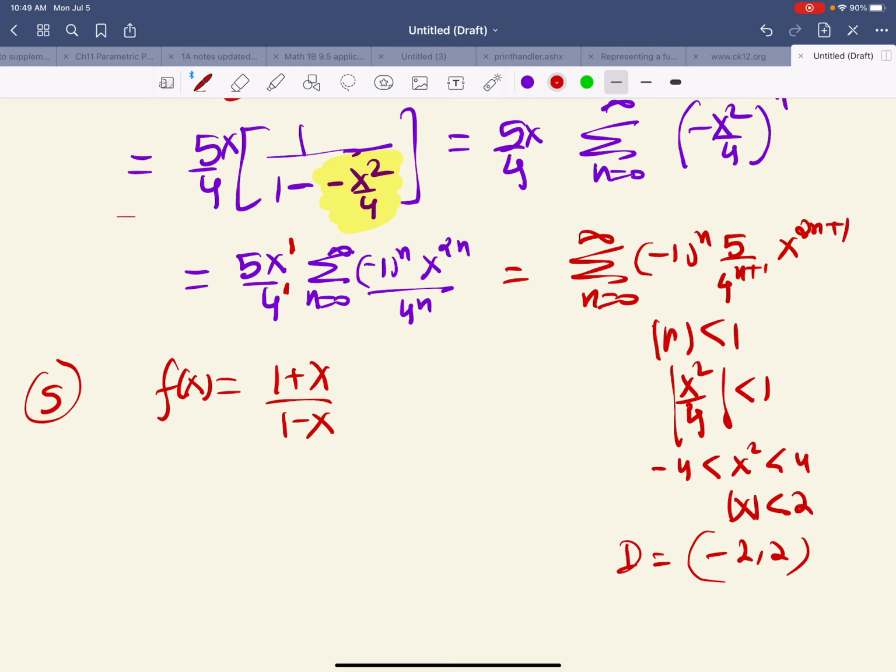So if absolute value of x squared is less than 4, that means x lies between -2 and 2.